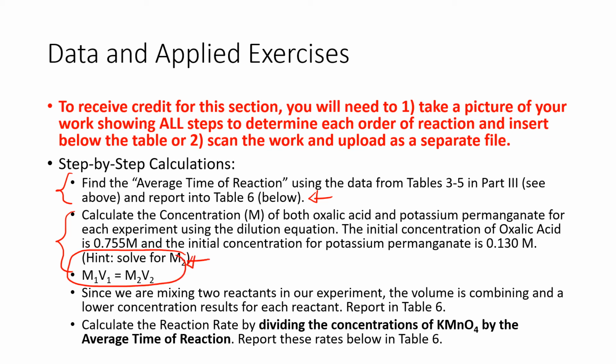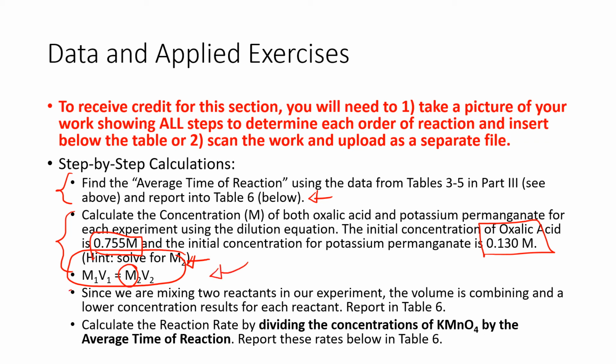So first you manipulate the equation to solve for M2. Then you're going to plug everything in. I will leave the volumes up to you. So remember that in table 2, I give you the little recipes for each reaction, for each experiment, right? Notice that there will be a total volume. I didn't give you the total volume, but I think you can calculate that, and I'll leave that up to you. So the initial concentration for oxalic acid is 0.755. The initial for potassium permanganate is 0.13. So make sure to use the correct one for whichever concentration you're calculating.